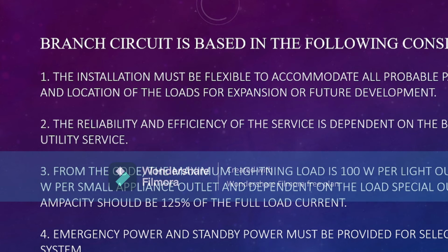Number 3, from the code, the maximum lighting load is 100 watts per light outlet, a maximum of 180 watts per small appliance outlet, and dependent on the load's special outlets. For motors, the ampacity should be 125% of the full load current. Number 4, emergency power and standby power must be provided for selected parts of the system. Number 5, equipment failure must be detected and corrected automatically.